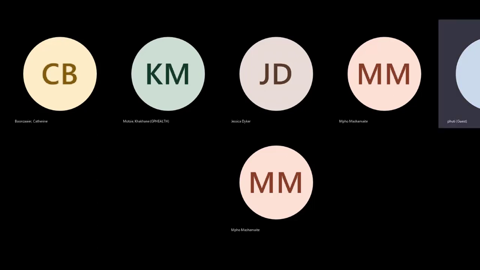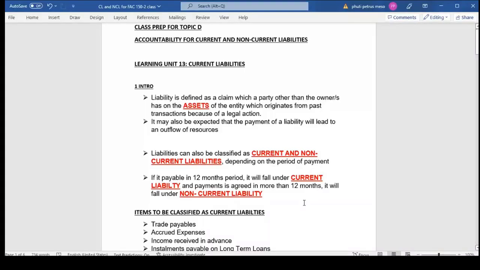I'm going to start with the trade and other payables control account, because the trade and other receivables is just a revision. We did that previously. Topic D covers the accounting for current and non-current liabilities, and that's learning unit 30 for the current liabilities.